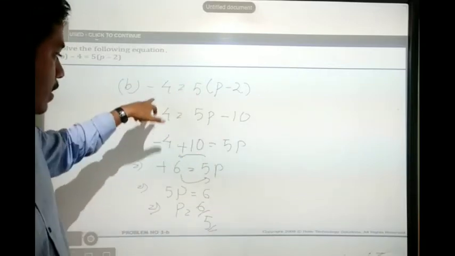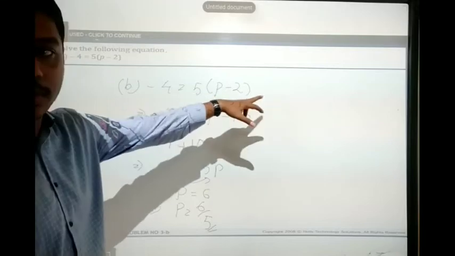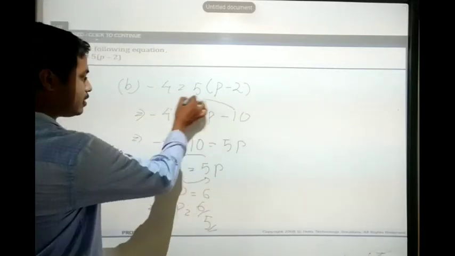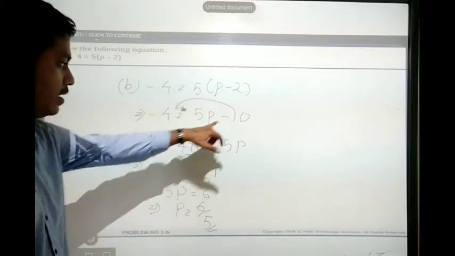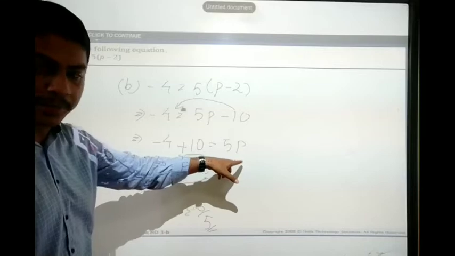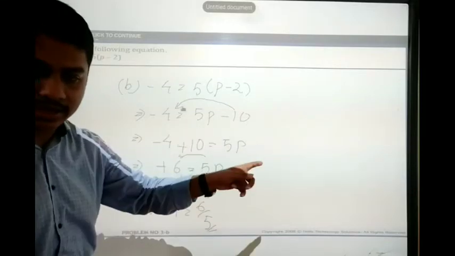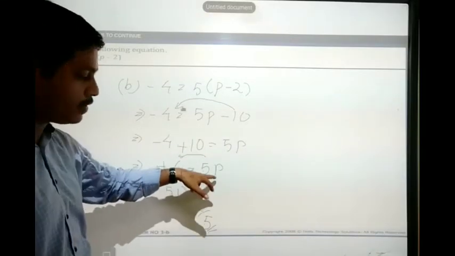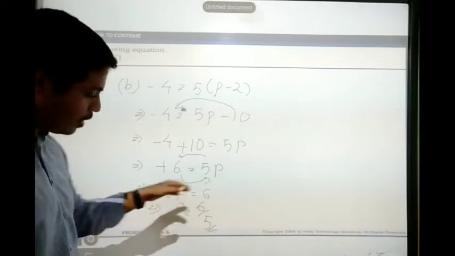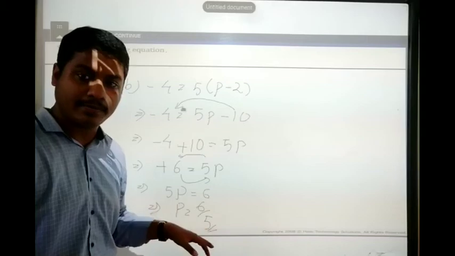Again I am repeating. First, minus 4, distributive law I have used. 5p minus of 10. Next step, I put this minus 10 on the left hand side, so minus will be changed to plus. Minus 4 plus 10 will be equal to 5p. Minus 4 plus 10 is 6. So plus 6 will be equal to 5p. Just interchange the position. 5p will be equal to 6, or p will be equal to 6 by 5.